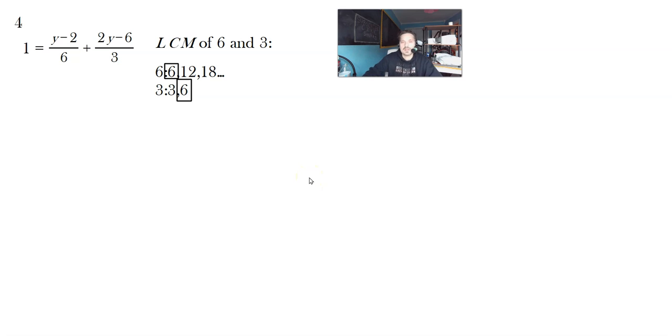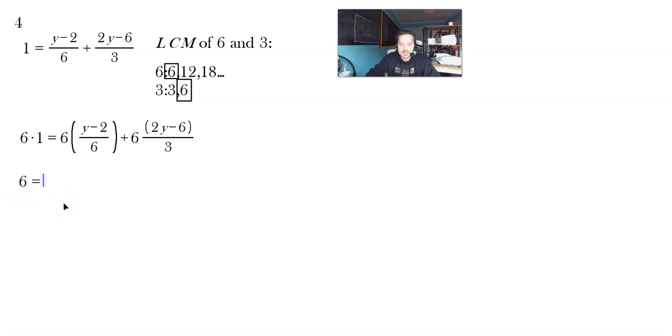For that reason, what you want to do is just multiply the whole equation by 6 to clear all the fractions away. So, it's going to be 6 times 1 on the left side, and then 6 times y minus 2, hanging over 6, plus 6 times 2y minus 6, and then hanging over 3 this way. I'm multiplying every term by 6. Every term, not just one, not just the right, not just the left, all of them. Then simplify what you can.